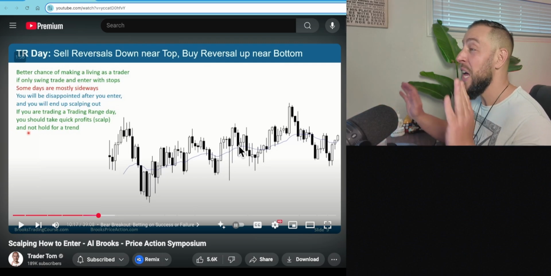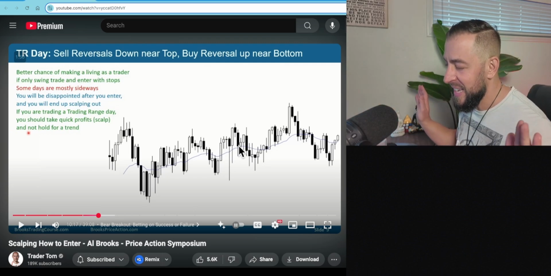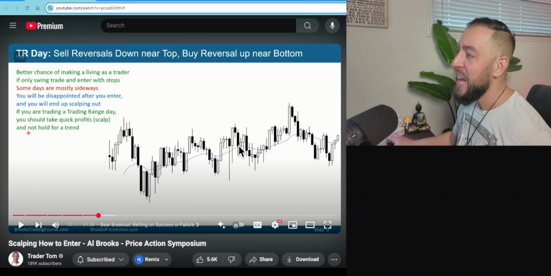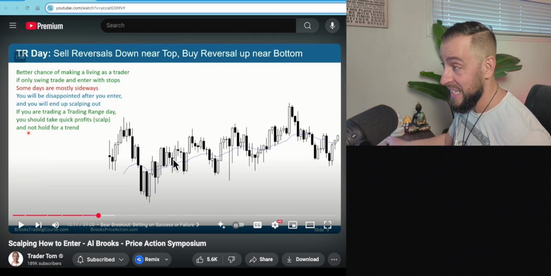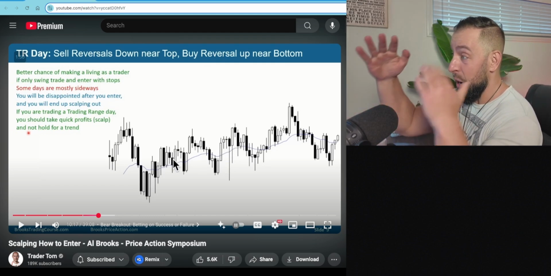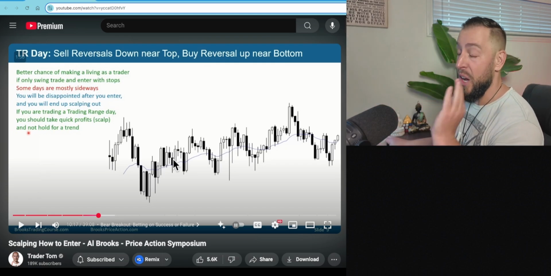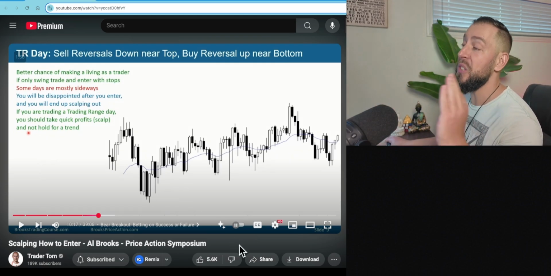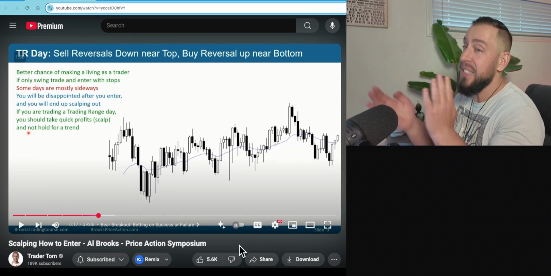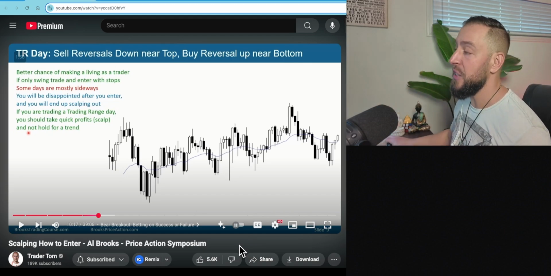And how can you tell? If you want to forget everything I said and just remember one thing, just look at the size of the tails and all of the overlap. Do you see how all the bars are kind of smushed together? That's a signal of trading range price action, and that will tell you hints as far as what kind of trades you want to be looking for.